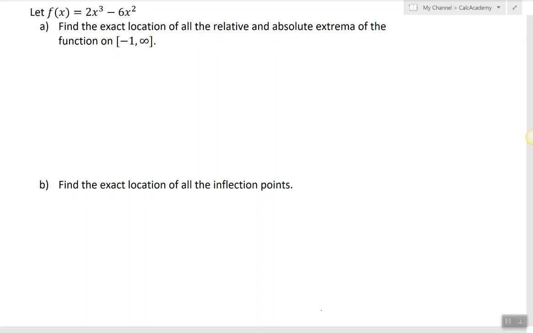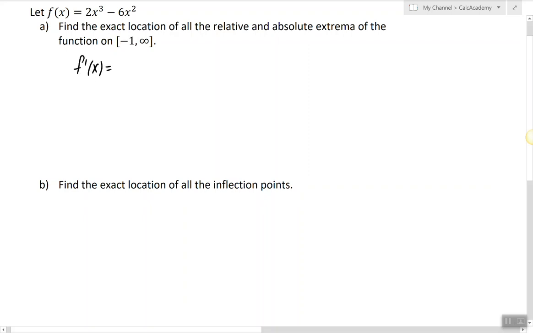In this video, I will show how to analyze the first derivative of a function to find its relative and absolute extrema values, and how to use the second derivative to find the function's inflection point, if any. So let's start with the analysis of the first derivative.